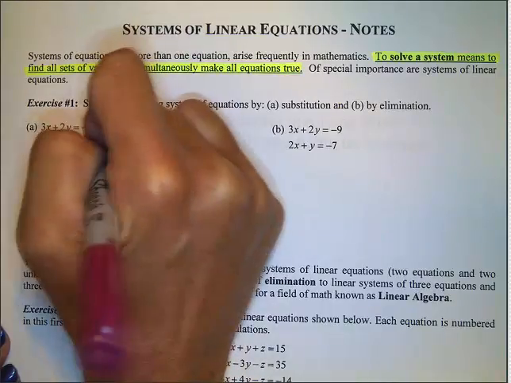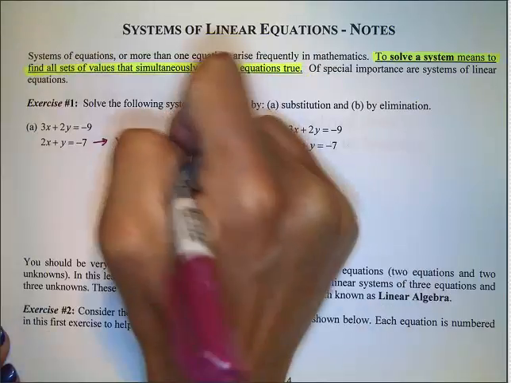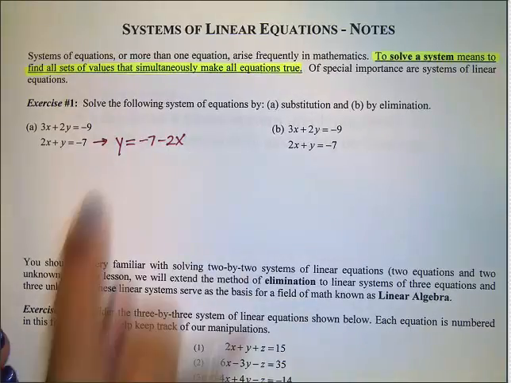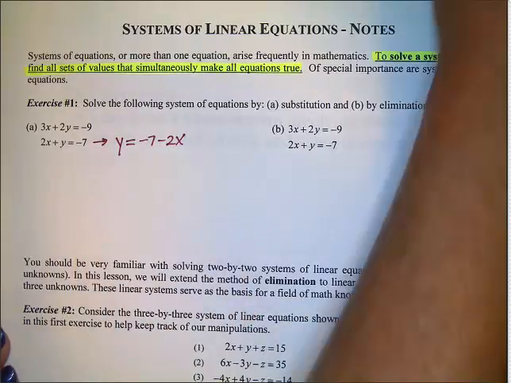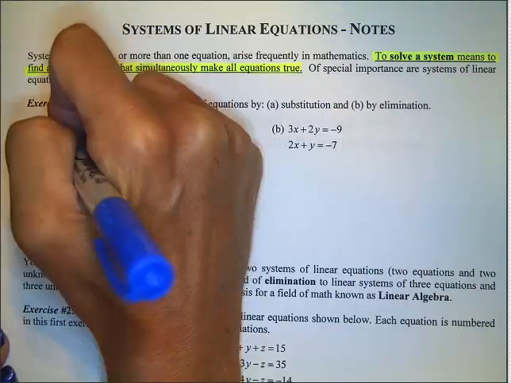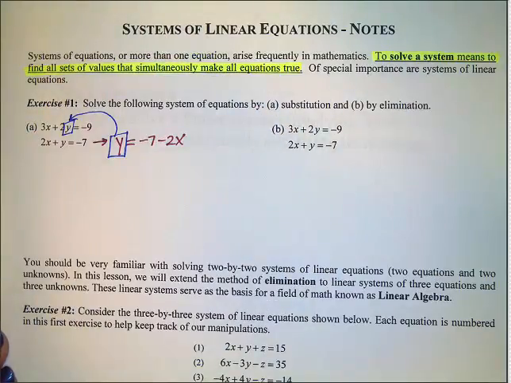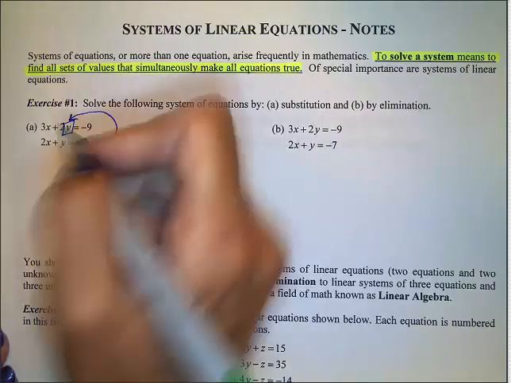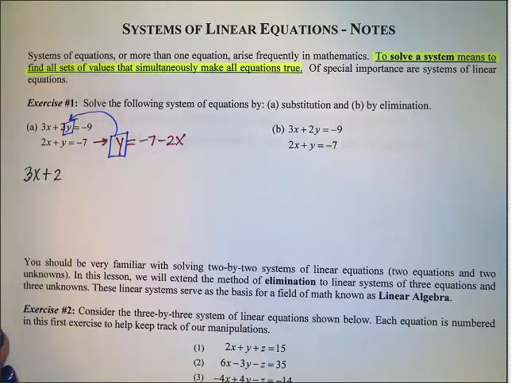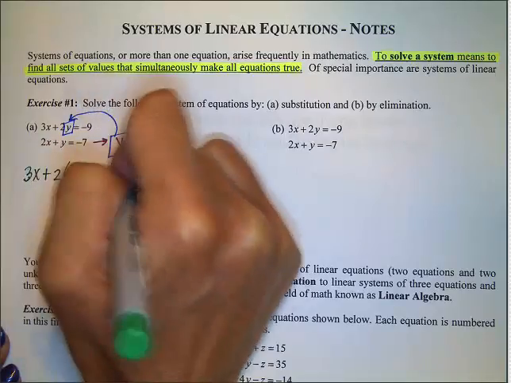So I'm going to have y equals -7, and then I'm subtracting 2x over. And those are unlike terms, so I cannot put them together. So I now know the value of y. It is -7 minus 2x. So y in the other equation is going to become -7 minus 2x. So I have 3x plus 2 times y. Well, y is -7 minus 2x equals -9.